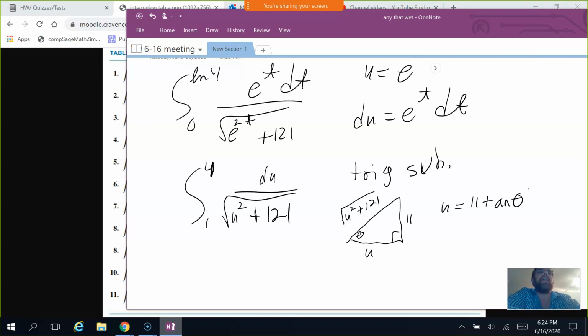I think I have my u and my 11 in the wrong spots. Let me just change those real quick. All right, because tangent is opposite over adjacent. So the opposite u over the adjacent 11, and then we just multiply the 11 to the other side. That looks better.